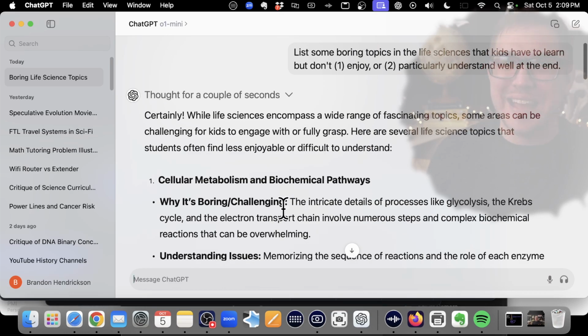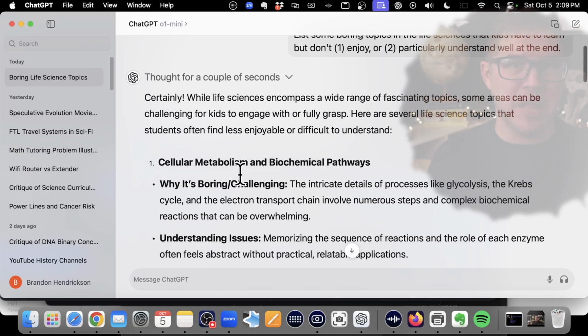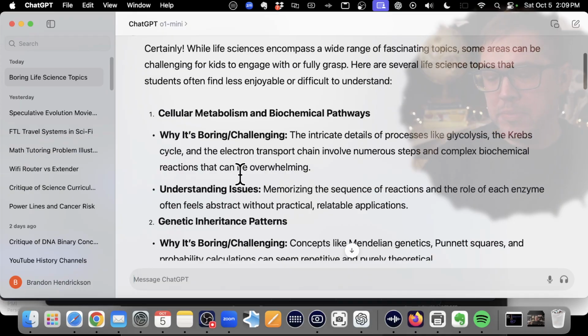Okay, best ever. Certainly, while life sciences encompass a wide range of fascinating topics, some areas can blah, blah, blah. One of the problems, as you might know, with ChatGPT is that it's wordy. You can use special instructions to make it better with that. Feel free to throw in any questions as we go along about ChatGPT, and I'll try to answer those.